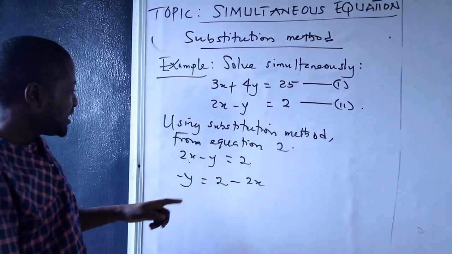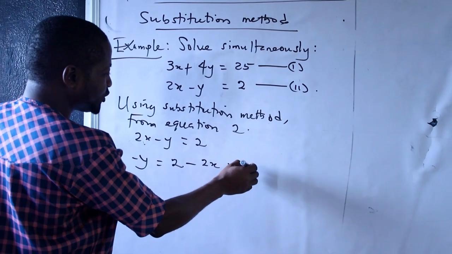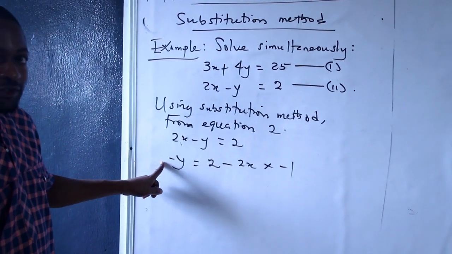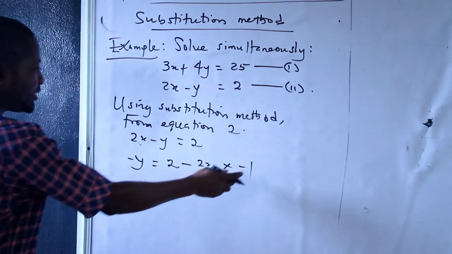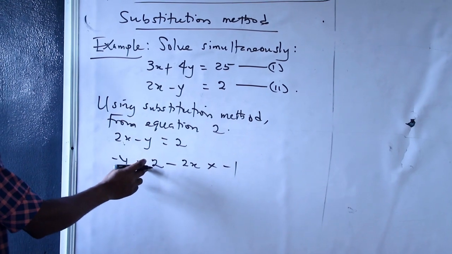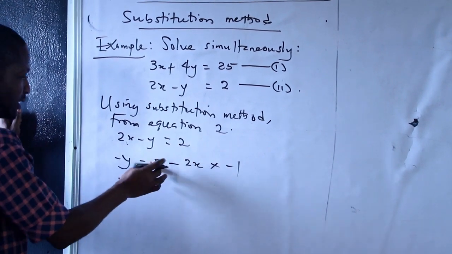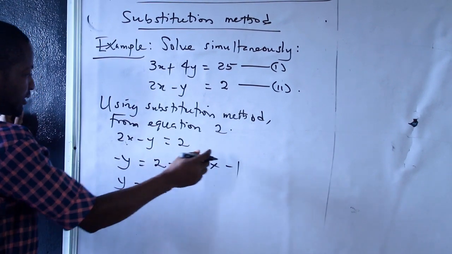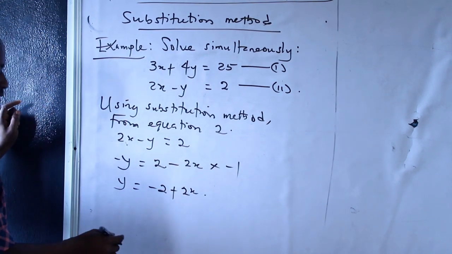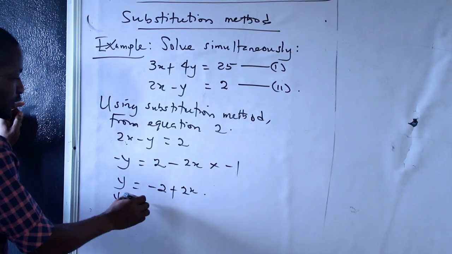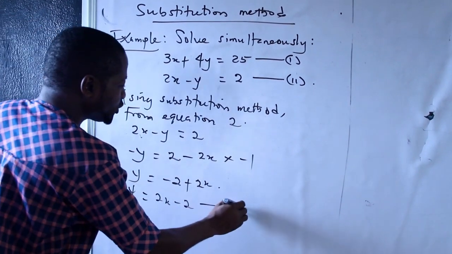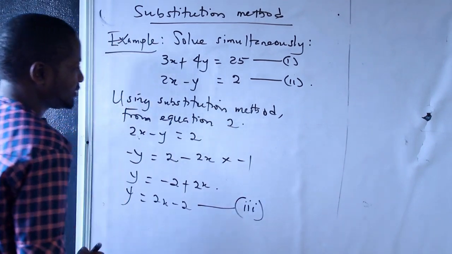But mind you, y cannot be negative. So what do I do? I'll multiply through the equation by minus 1, just to eliminate the minus sign in front of y. Minus times minus is plus, so that's plus y. Then minus times plus 2 is minus, then 1 times 2 is 2. Minus times minus 2x is plus 2x. You can rearrange and say y is equal to 2x minus 2. Okay, so this is equation 3.